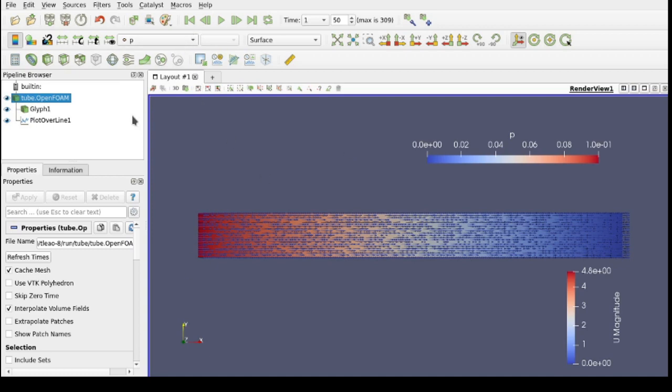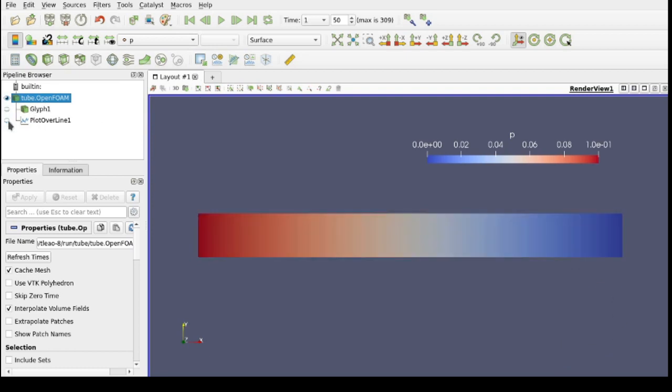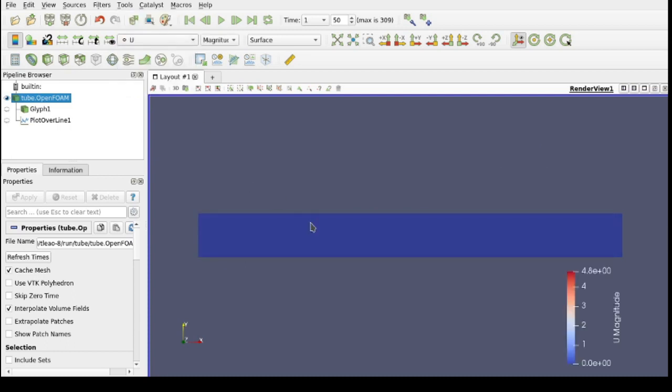You have a pressure gradient here. So once the simulation is run, you have a pressure gradient. The pressure is higher on the left and smaller on the right, and this drives the flow. And take a look here at the velocity. The velocity of the fluid in the tube, you can see that the velocity is the same everywhere.